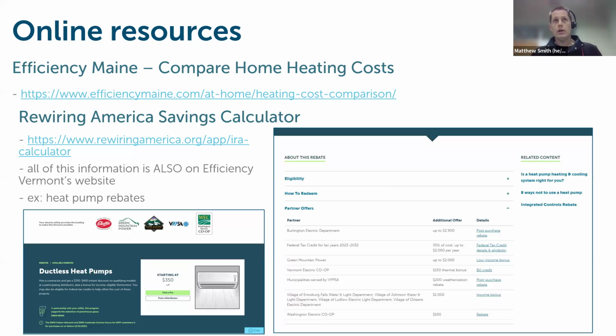And just so you're not thrown, a lot of this information is already on Efficiency Vermont's website. I threw here an example of our heat pump rebate. You can see right there, in addition to the rebate that Nate talked about, that midstream rebate, if you scroll down a bit on the website, there's very specific information about what your utility might offer for rebates and some federal tax information as well. So a lot of those rebates that you might see on that Rewiring America tool are on the Efficiency Vermont website as well. So just some useful tools outside of Efficiency Vermont for you folks.